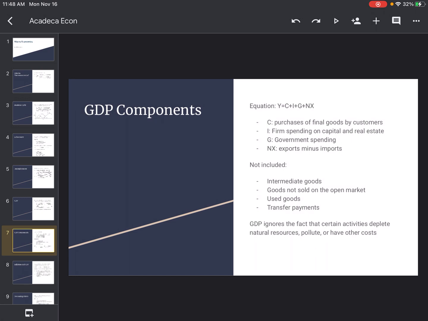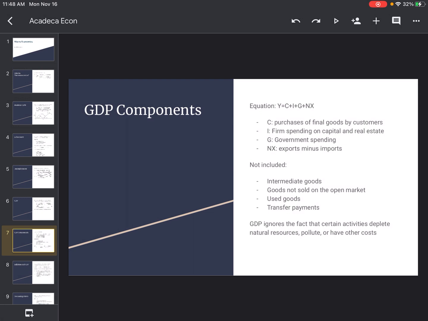I is firm spending on capital and real estate. The I stands for investment. This is business fixed, things like capital equipment, things like new homes and apartment buildings, as well as inventories. And so things that haven't been sold or things that have been placed into storage for a later sale, they fall under the investment category of the economic equation.